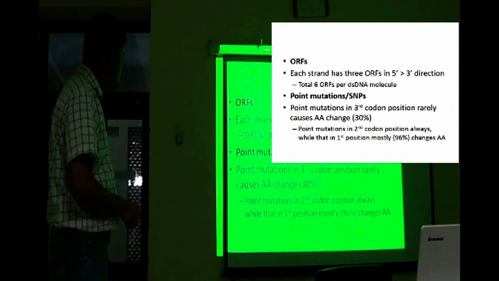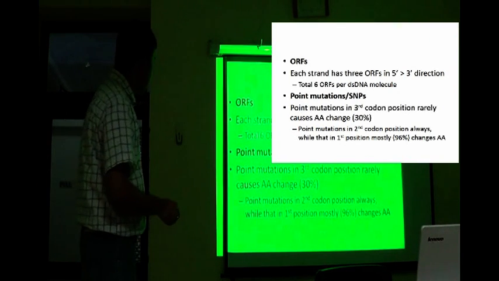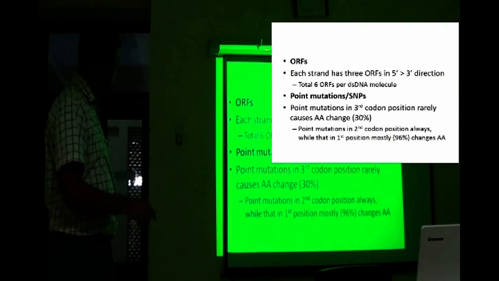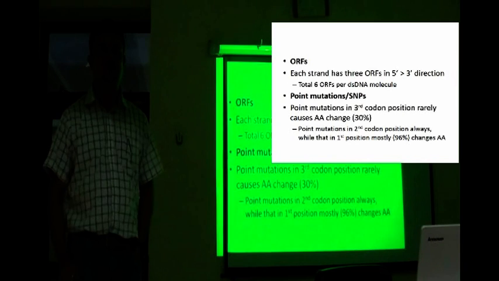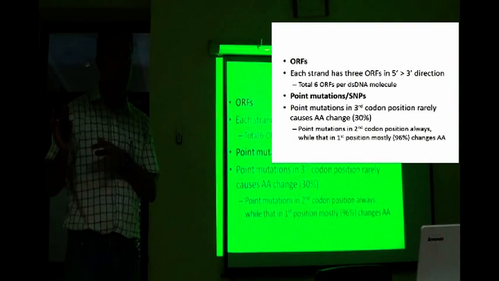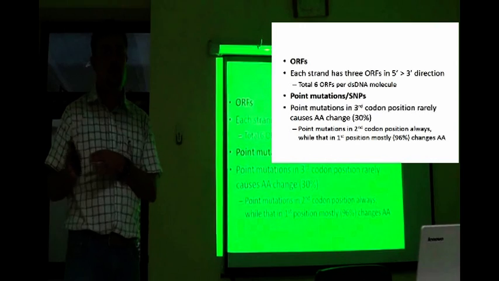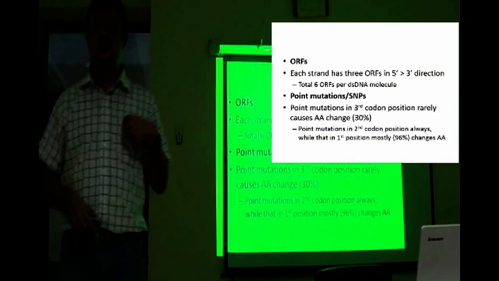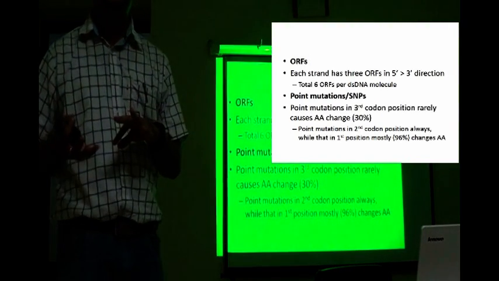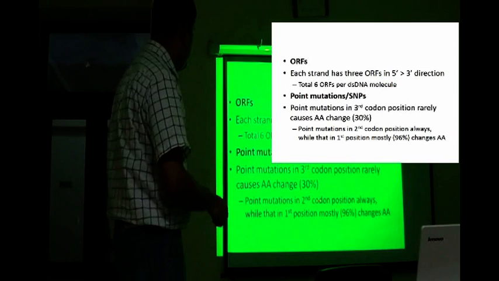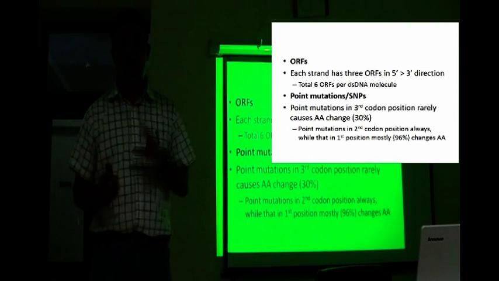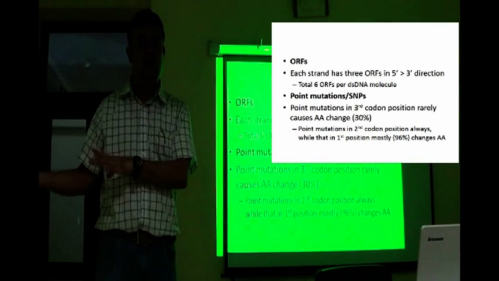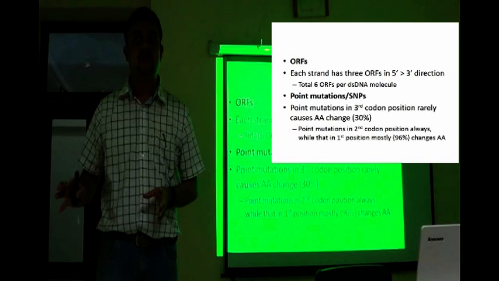Point mutations or SNPs in the third position, that is the third codon position, rarely cause an amino acid change. So it is highly degenerate, the third position. Only about 30% cause a change in amino acid if it mutates. Okay, third position. But in the case of the second position, it always changes. If some mutation happens in the second position of the codon, it always changes the resulting amino acid. So it is non-degenerate, we can say.